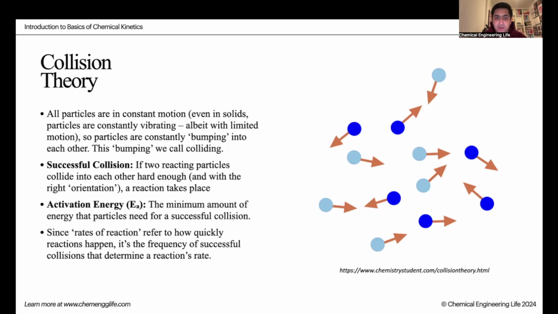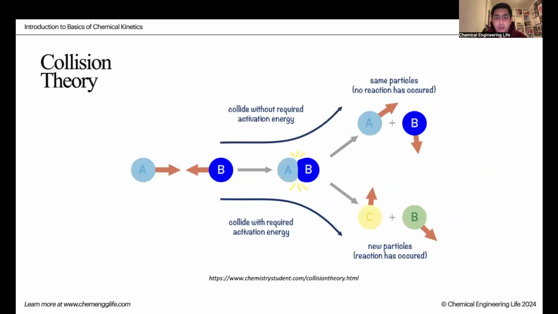And the minimum amount of energy that the particles need for that successful collision is something that we call the activation energy. So just like you see on the screen on the right, you have multiple small spherical particles flying around, and they would have to bump into each other in order to get a successful collision. And that's exactly what the collision theory looks like.